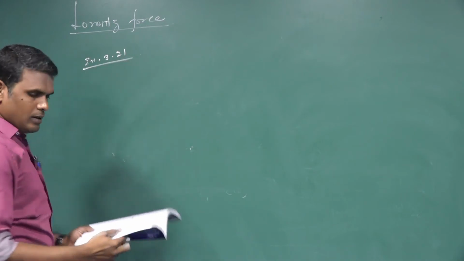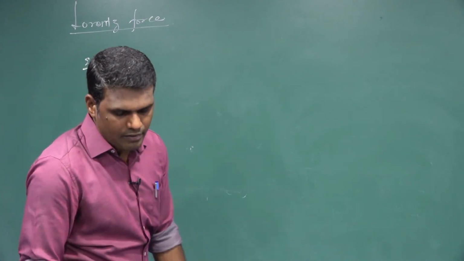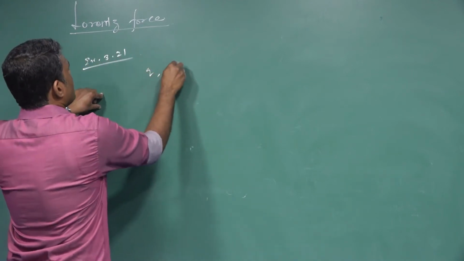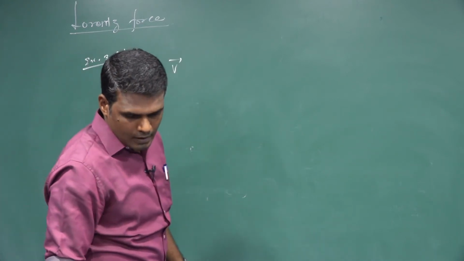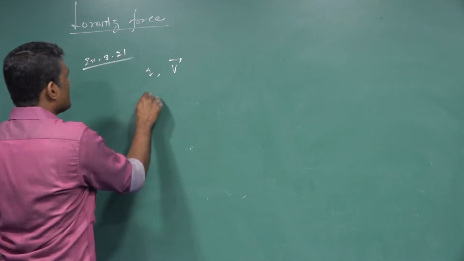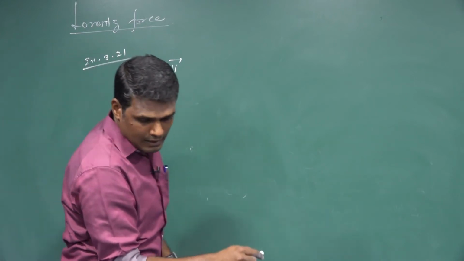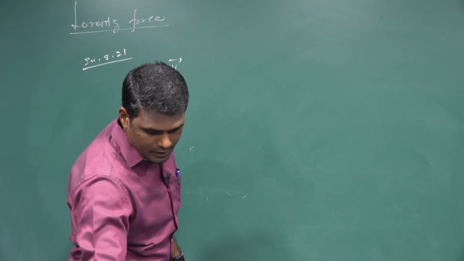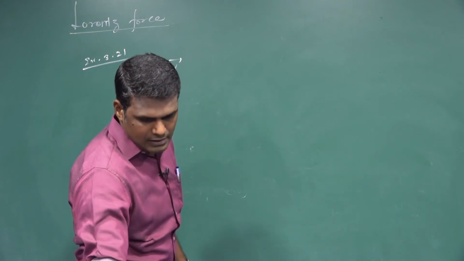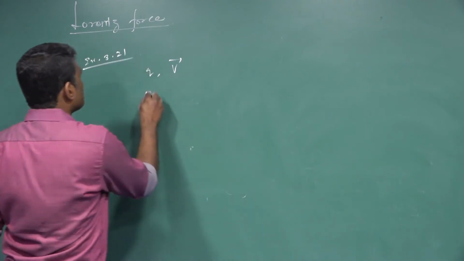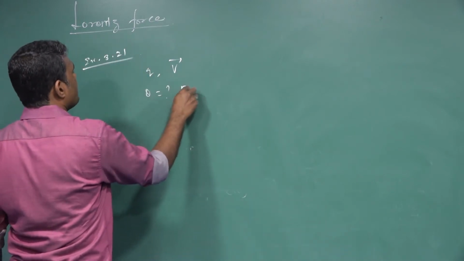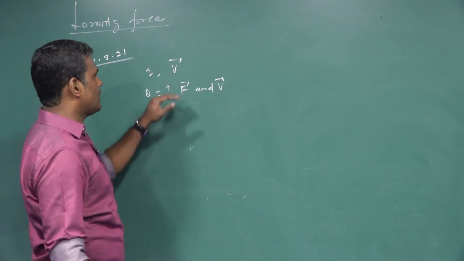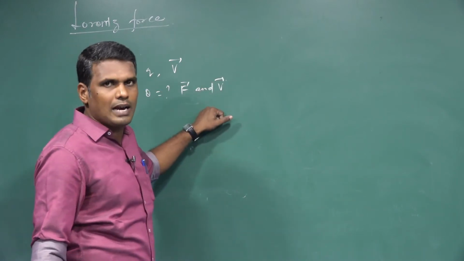Example 3.21. Compute the work done and power delivered by the Lorentz force on the particle of charge Q and velocity V. They are asking you to calculate the angle between the Lorentz force and the velocity of the charged particle, and also interpret the result.